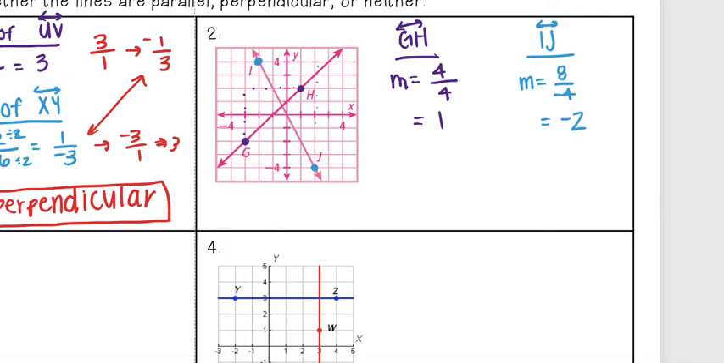Okay, looking at that, first off, I know they're not parallel. The slopes aren't the same. Then I see if they're opposite reciprocals, and I see they're not, because this one's a 1, and that one's a negative 2. If I flip that, that's just going to be a negative 1/2, which isn't equal to this. Since it doesn't fall under parallel or perpendicular, the answer on this one is going to be neither.